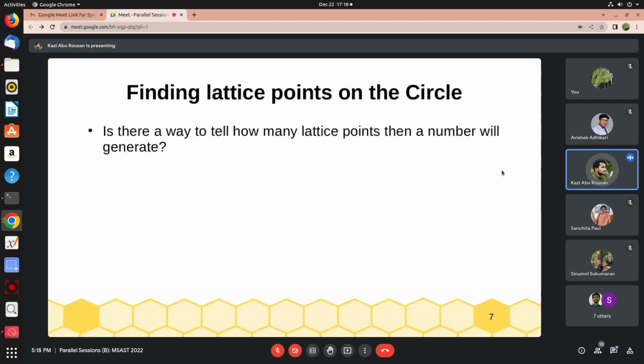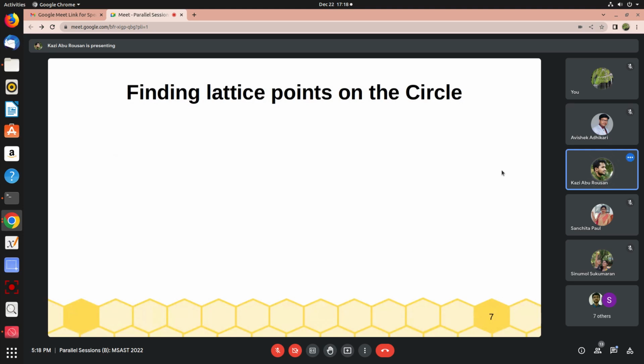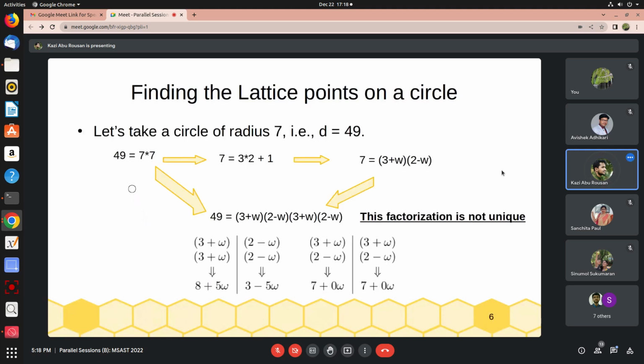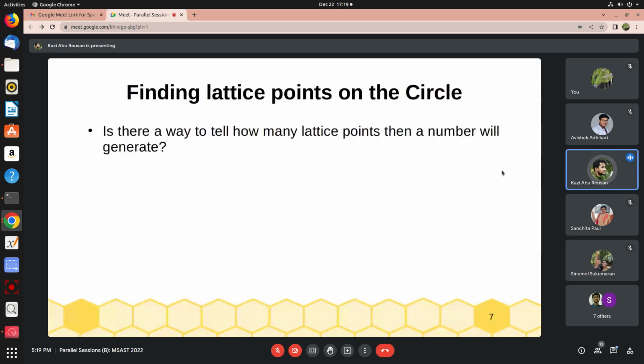Fine. So then, if I have a number, can we tell how many lattice points there are? If I go back to the previous slide, when I am taking this number 7, what I'm actually doing is drawing a circle of radius 7. And each of these particular numbers are actually the lattice points on this particular circle. So if you factor this particular number out, you are actually getting the lattice points. That is the whole idea. So using the same knowledge, can we tell how many lattice points are generated for this case of 49, that is the radius of 7?